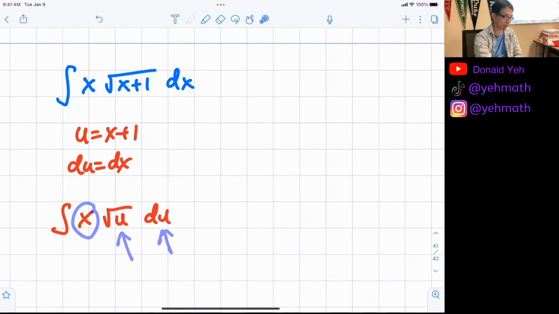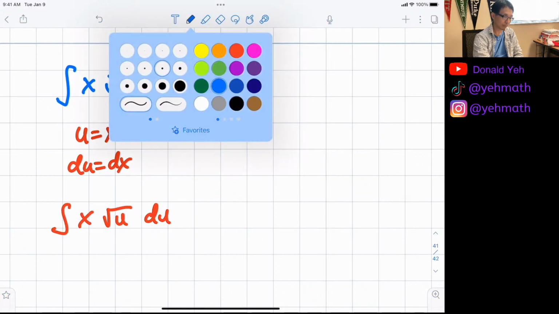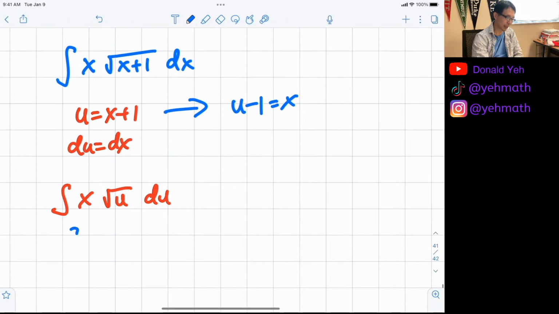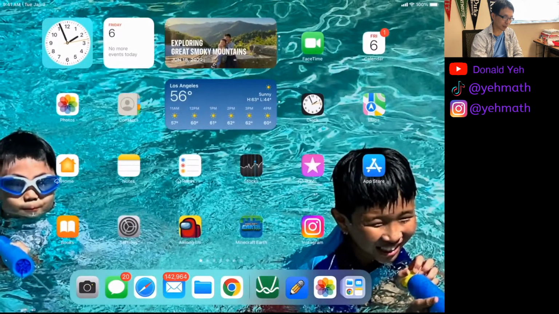How? Wait, so there is a u number 2? U minus 1. U minus 1, thank you. U minus 1 equals x. So can I write u minus 1, in parentheses, times square root of u? Why a parenthesis? Because you substitute something as a parenthesis.